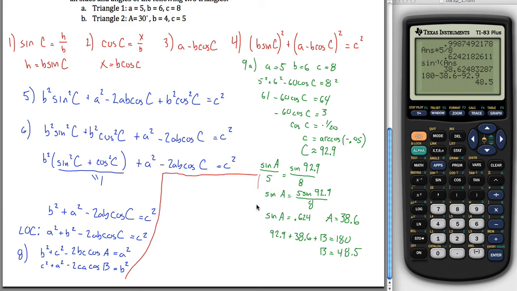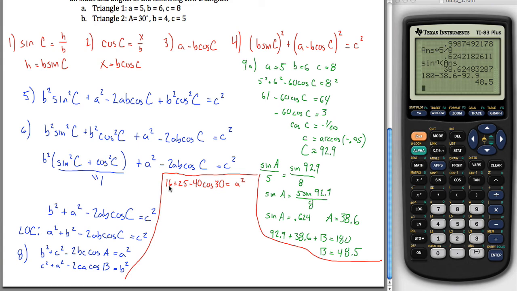So I'm done with 9A, but I can still do 9B. And in 9B, I know that A equals 30 degrees. Well, maybe I'll just pick which form of this I want to use. I have the angle A equals 30 degrees, so I'd want to use this second one here. I want to know that B squared, which is 16, plus C squared, which is 25, minus 2 times B times C, which is 40, times the cosine of A, I'm using this version here, cosine of 30 degrees, has got to be equal to A squared.